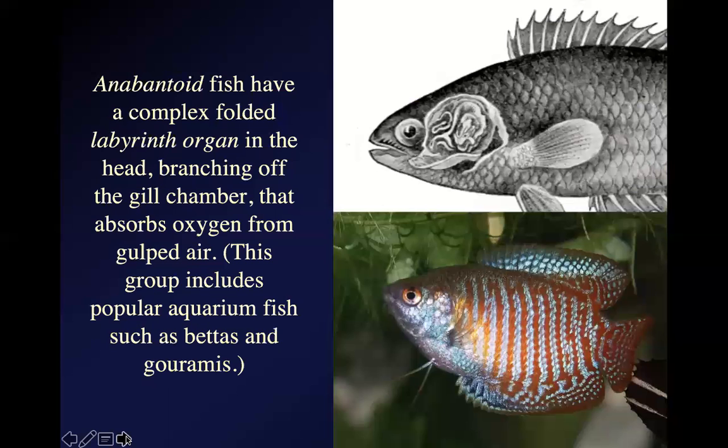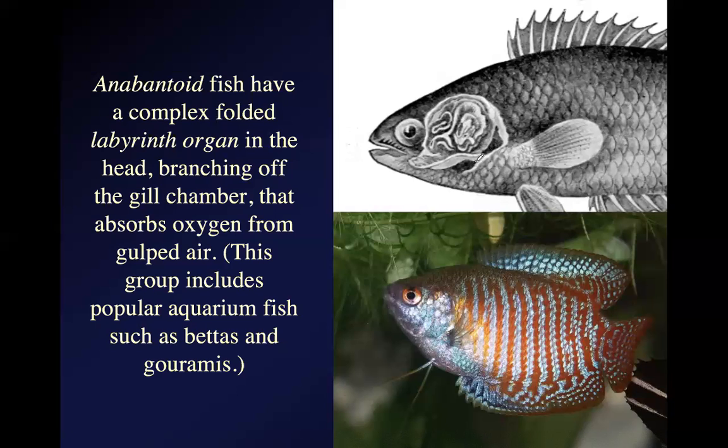Okay, another group of fish that I used to keep. Down on the bottom, that's a dwarf gourami. Gouramis and bettas, aka Siamese fighting fish. These are the fish that you see at PetSmart being sold in little cups. Most fish would die very quickly if you put them in tiny cups. But bettas and gouramis belong to a group called the anabantoids.